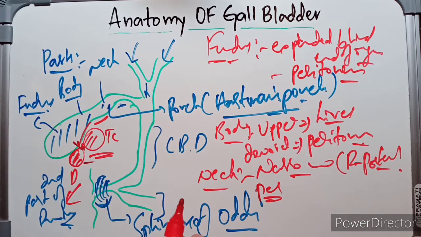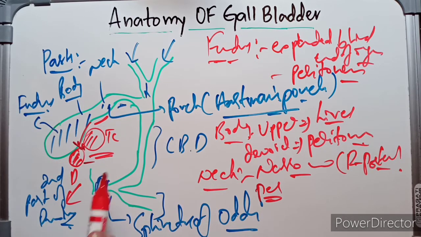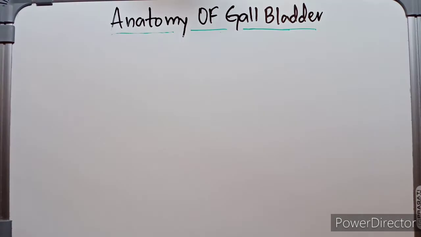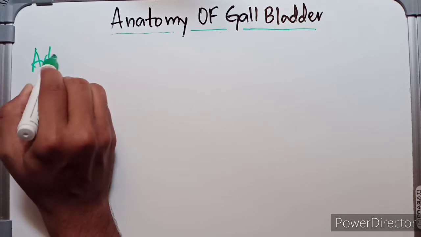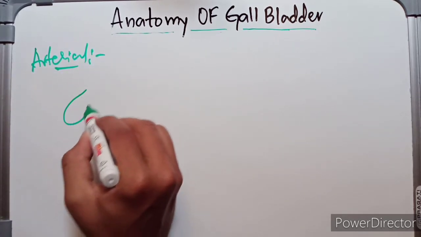So this is about the neck of the gallbladder and the structure of the gallbladder along with its duct. Now let's discuss the arterial supply, venous drainage, lymphatic drainage and nerve supply of the gallbladder. So coming to the arterial supply of the gallbladder. This is the gallbladder, right?